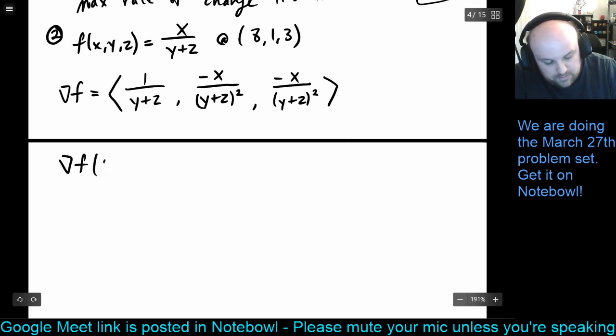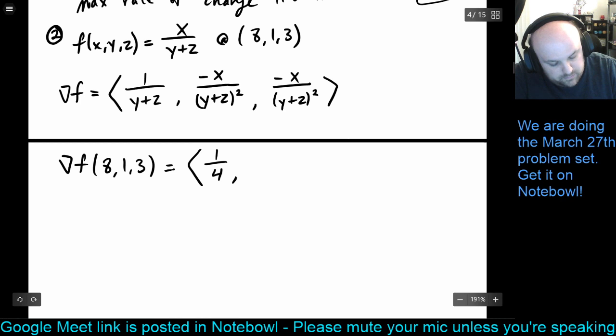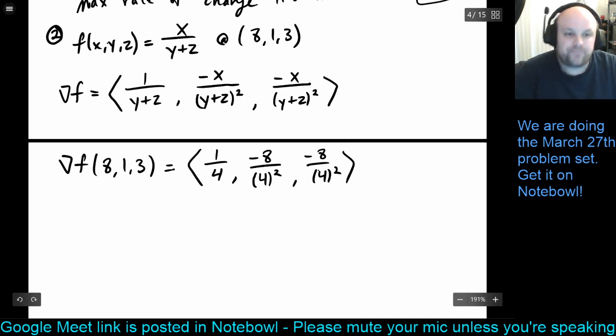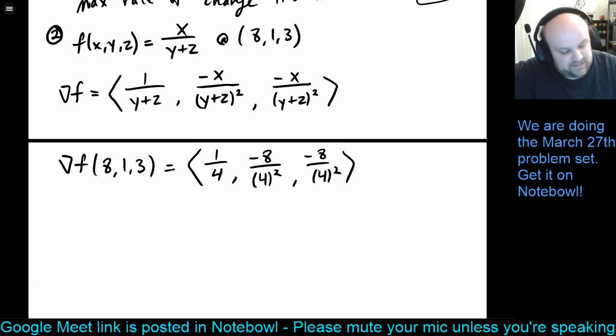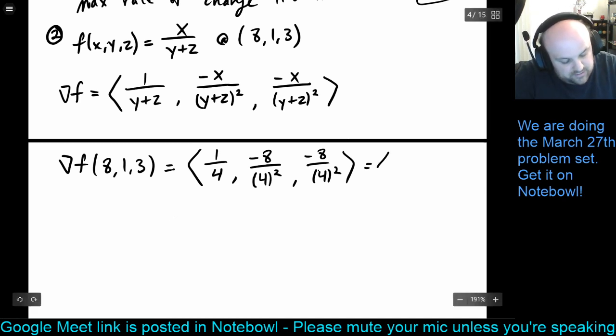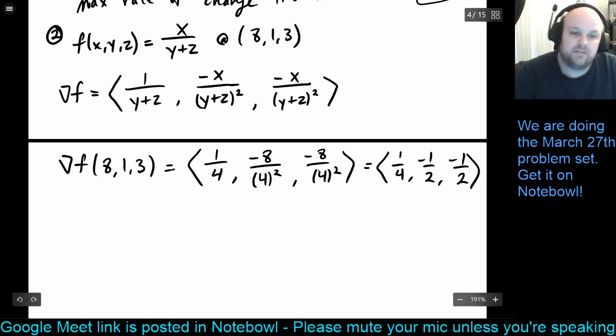And then plug in (8, 1, 3). And we're going to get, let's see, 1 over 4, minus 8 over 4 squared, and minus 8 over 4 squared, right? And so when we simplify this, we're going to have 1/4 minus a half minus a half. Right?